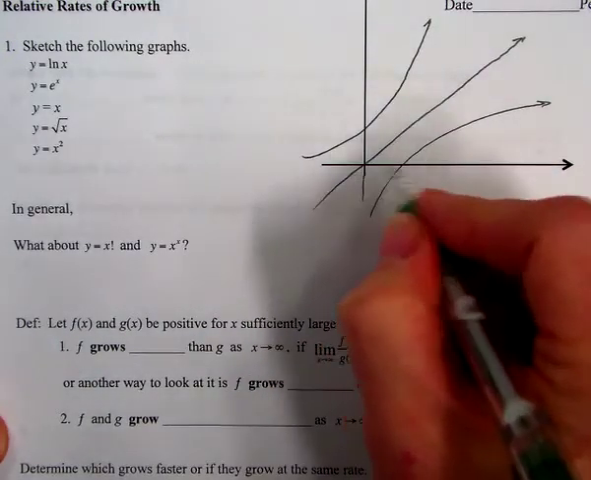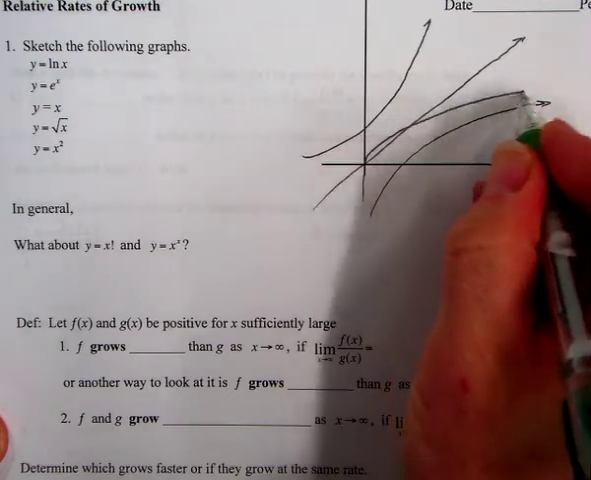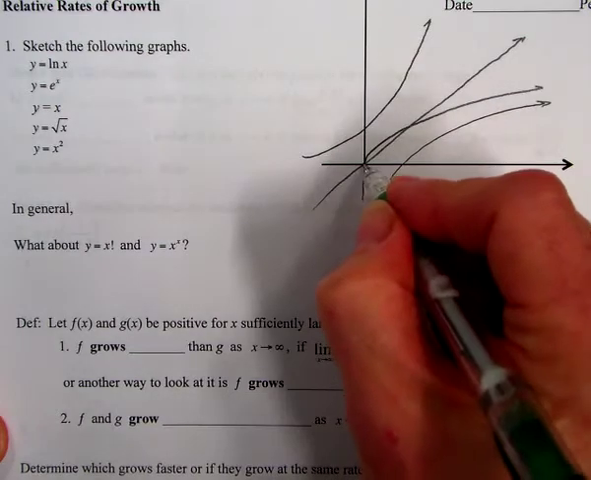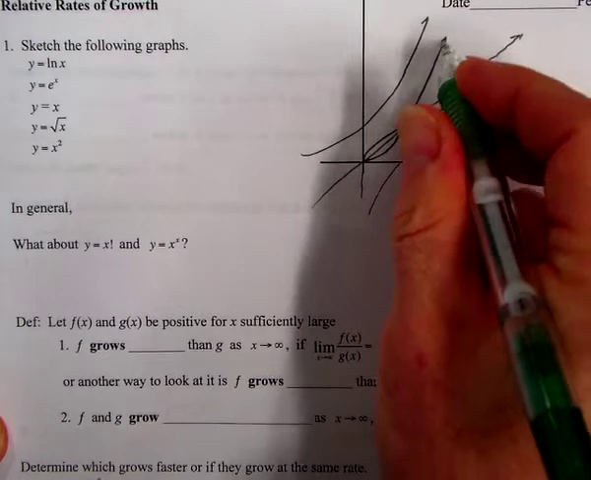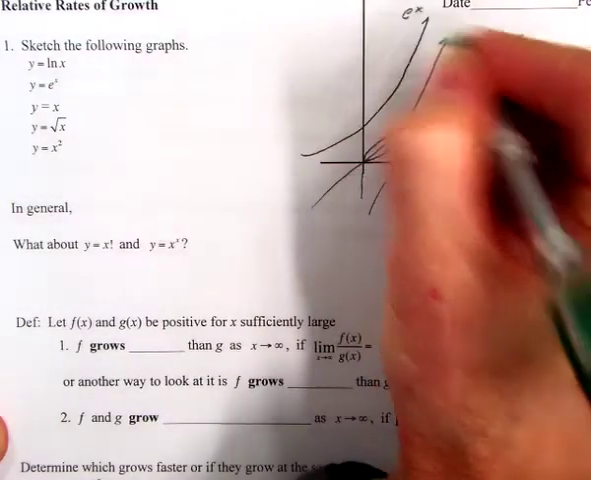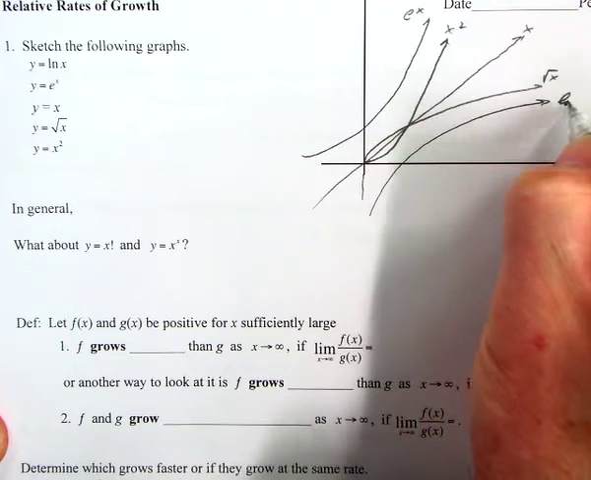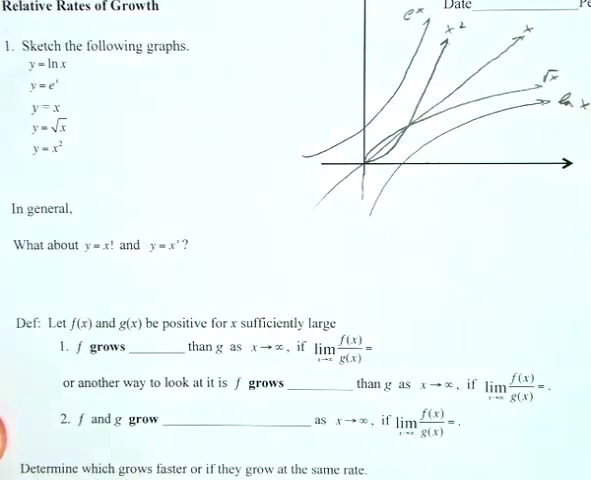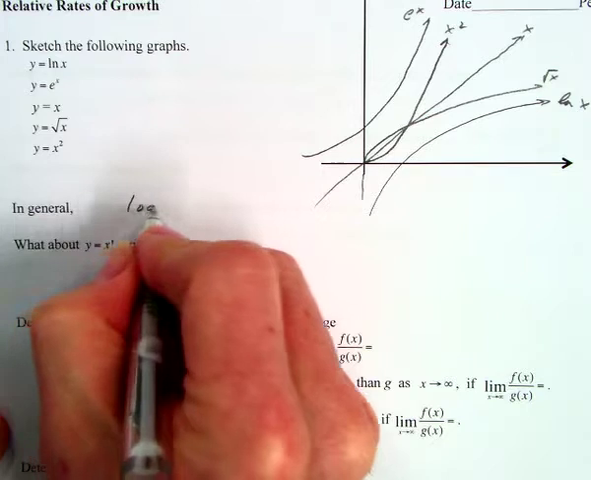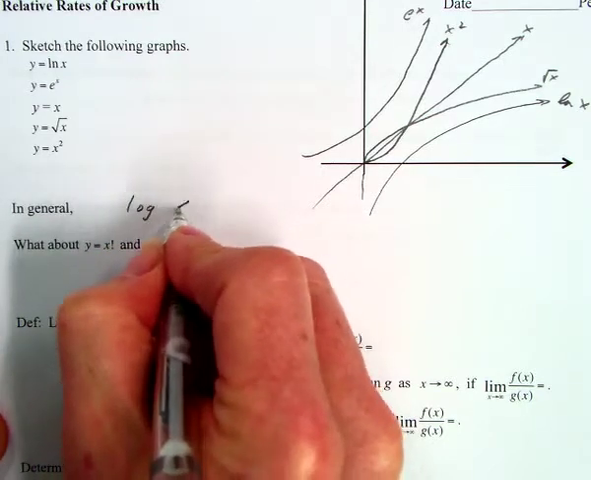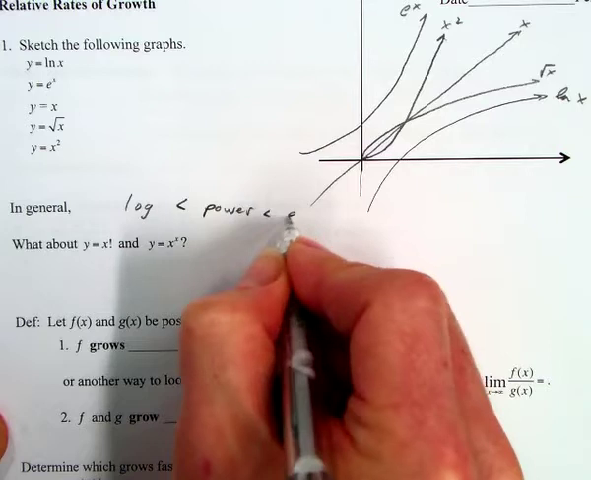Square root of x. And x squared. Let's go ahead and label these. E to the x, x squared, x, square root of x, ln of x. In general, we've talked about this before, we have our log is going to be less than our power, which is less than our exponential.